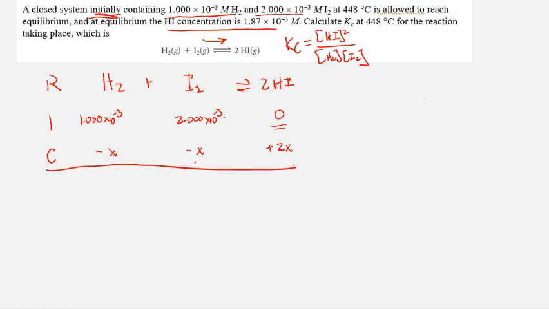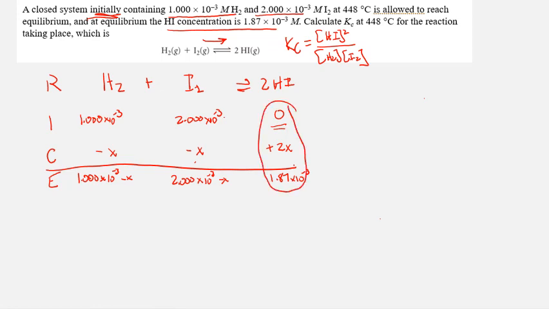And then finally, the last piece of this puzzle, we know that at equilibrium, my concentration of the H2 would be 1.000 times 10 to the negative third minus X. The I2 concentration would be 2.000 times 10 to the minus third minus X. And it tells us in the problem that the HI is 1.87 times 10 to the negative third. So we have the ability to solve for X using this last piece of information.